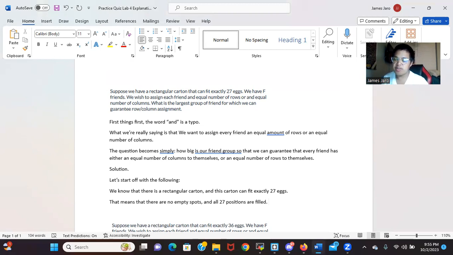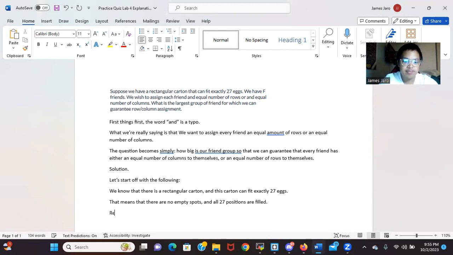When we talk about no empty spots, we're saying that the space is occupied by an item. And when we're talking about geometry, space refers to what we call area. So what we're really saying is that the area of this rectangle is equal to 27 eggs, because the entire space within this rectangle is filled up by 27 eggs. Therefore, we can write the following.